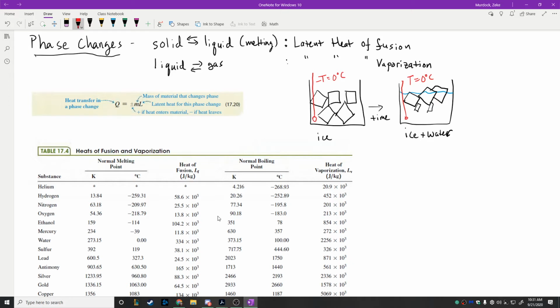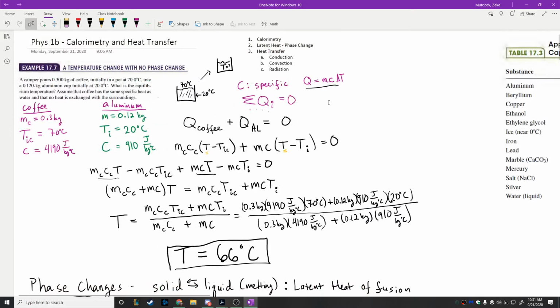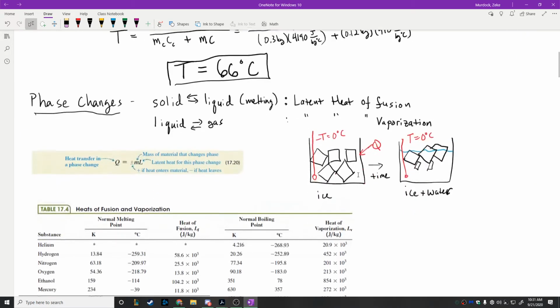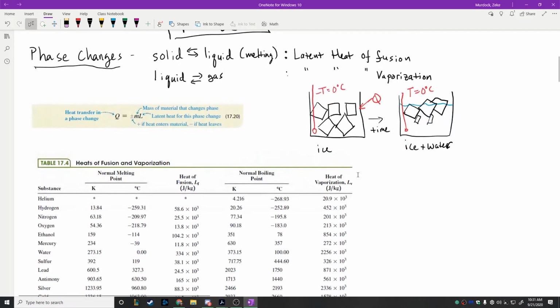The fact that you've got heat flowing into the substance, you've got heat coming in, but there's no temperature change. So latent heat refers to a heat transfer in which the temperature does not change. Specific heat refers to a heat transfer Q where there is a temperature change.